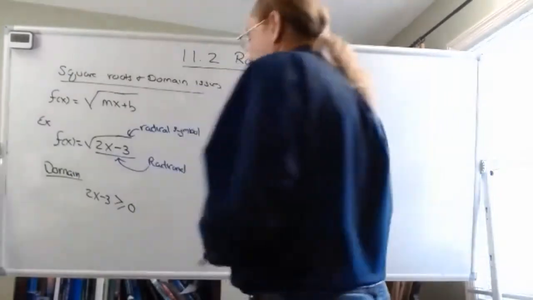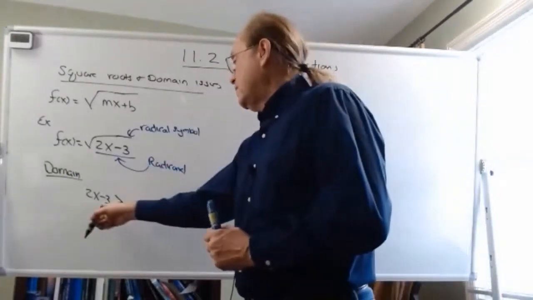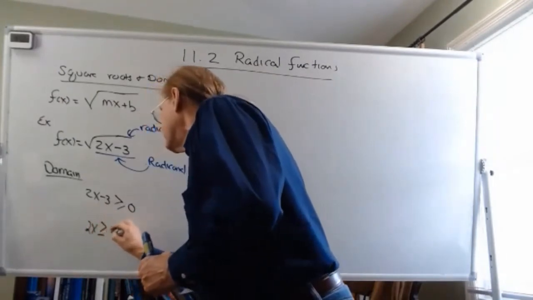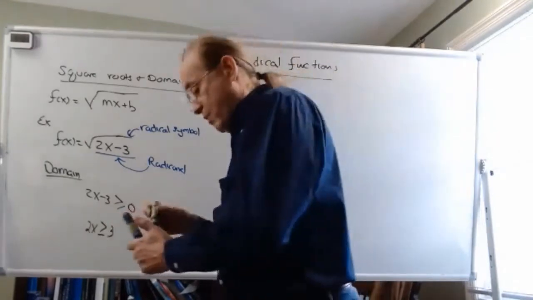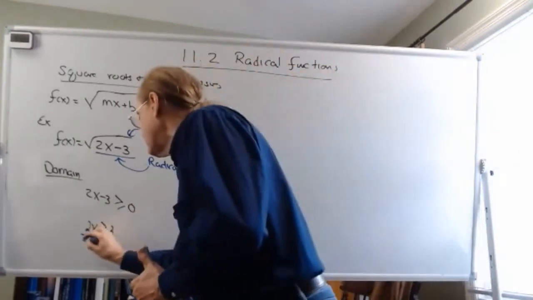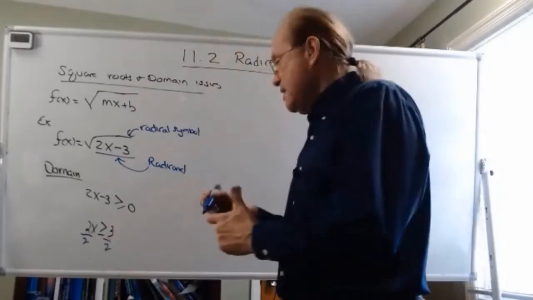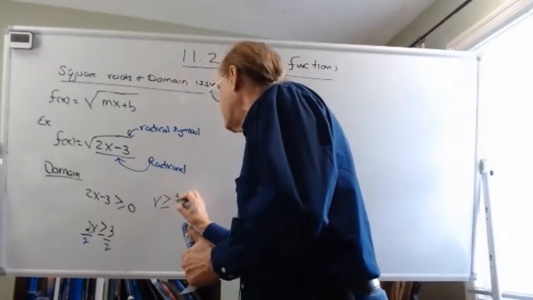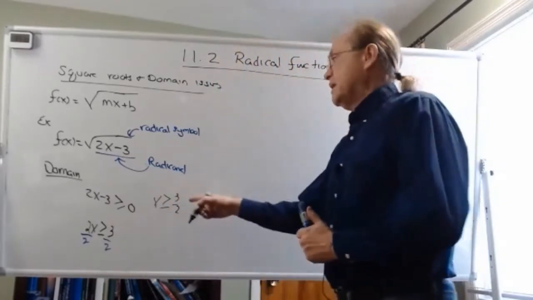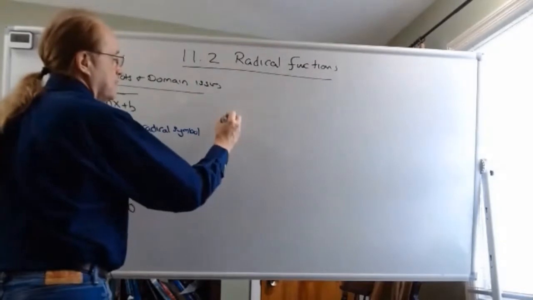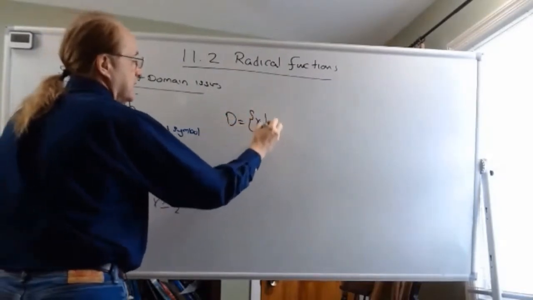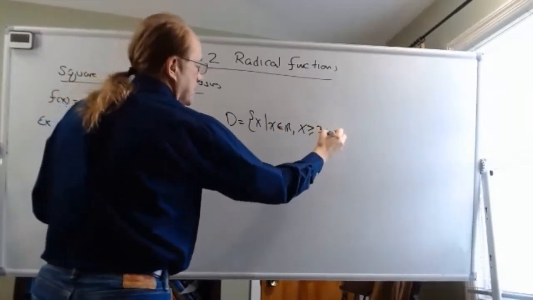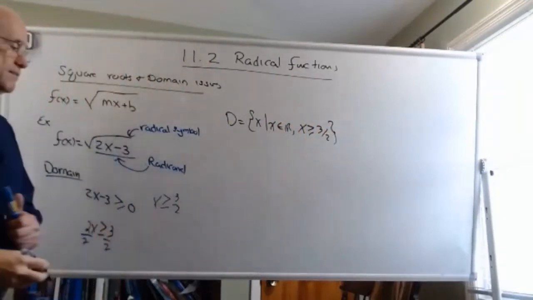So on the domain, we have to do a little extra work over here. What would I do? I could add 3 to both sides. I get 2x is greater than or equal to 3. And divide both sides by 2. It's a positive, so I don't have to worry about anything. We'll talk about that in a second. So I get my final answer that x has to be greater than or equal to 3/2. So for the domain of this function, very simply, I write the domain as the set of all elements x, where x is a real number and x has to be greater than or equal to 3/2, or 1.5.